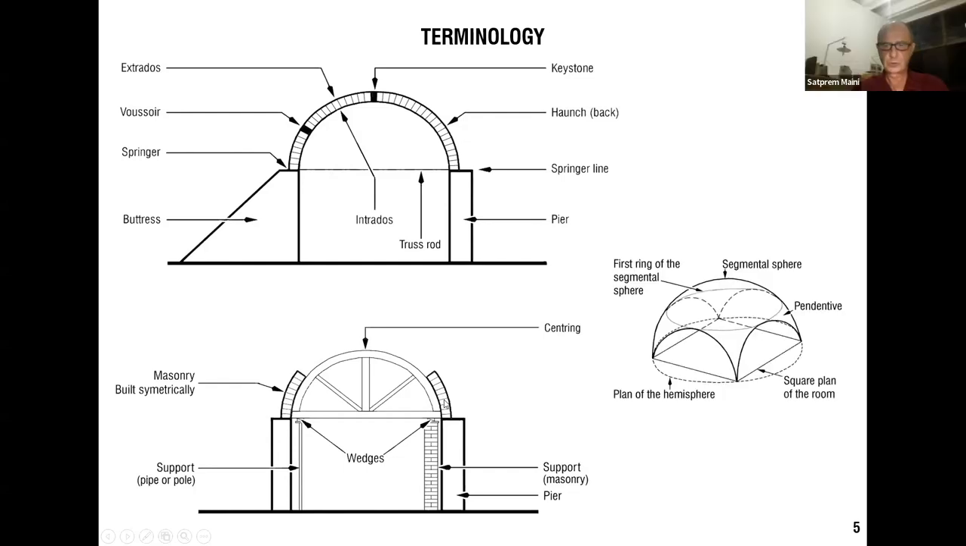And this is for the details of the dome on pendentives, where you have a hemisphere here. We have the plane here, which is cut by four planes, four walls. And then you always have a semicircle here. So this is a pendentive. This triangular portion of the sphere here is called a pendentive. On top, you have the segmental sphere.